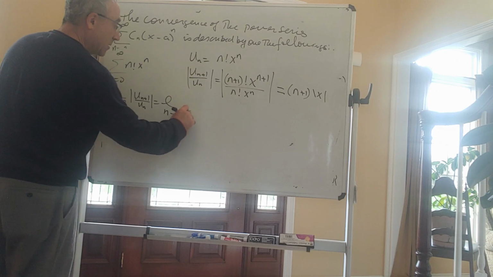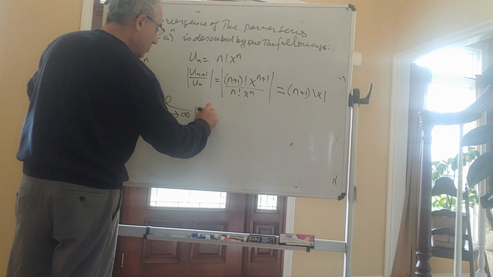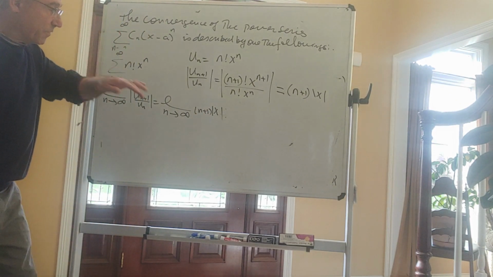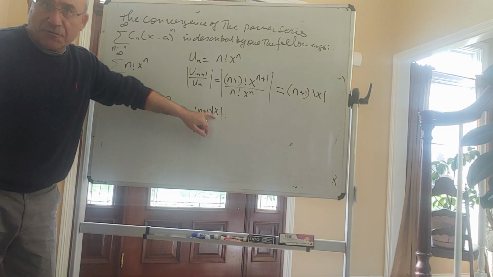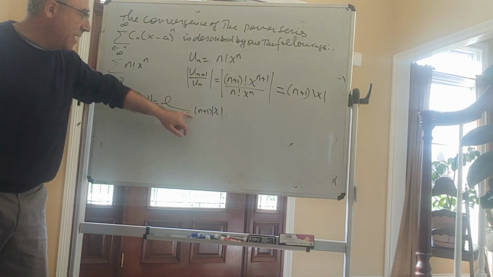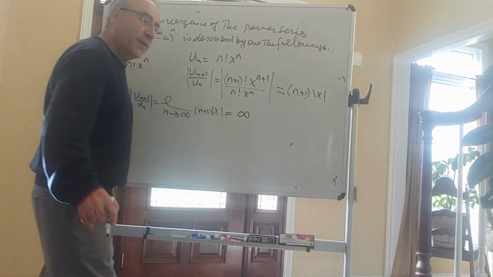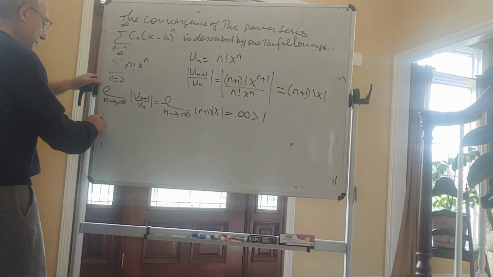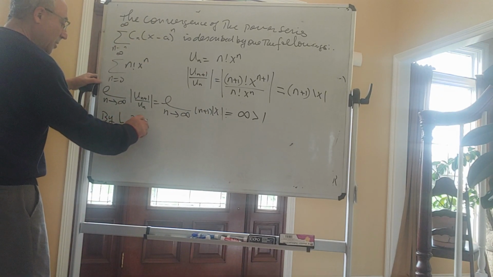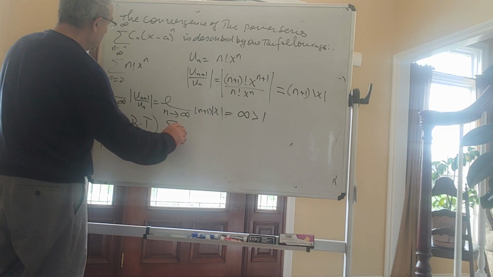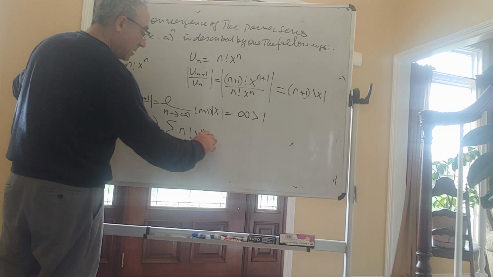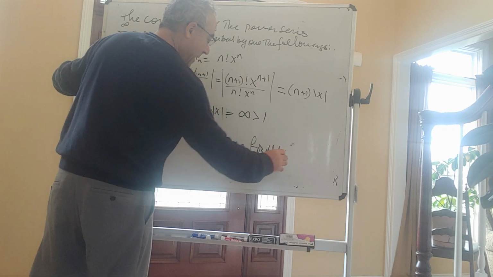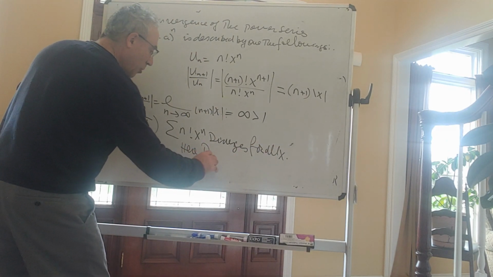That is the limit as n goes to infinity of (n+1)x. Now look, x is fixed for some fixed value we're looking for, and n+1 goes to infinity as n goes to infinity, so this is going to go to infinity. So by the limit ratio test, that diverges. So the sum of n factorial x^n diverges for all x.